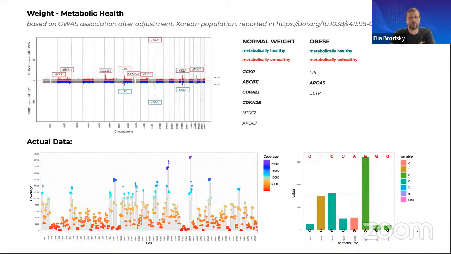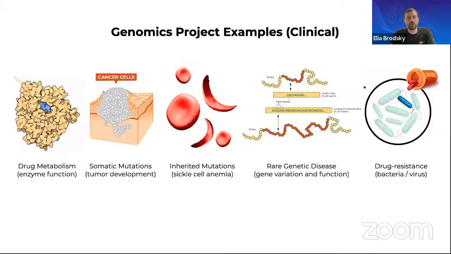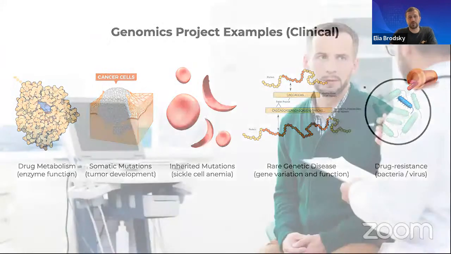So some of the things that you will learn in this part of this course is how to load the data, how to process the data, how to find meaningful associations, and also how to provide a report on what you have found using both the Bioinfo platform and coding in R. Now, beyond those, we will also look at some of the applications of genomic sequencing for biomedical research. And there we will look at examples for drug metabolism, somatic mutations, inherited mutations, rare genetic disease, as well as drug resistance in bacteria, which is going to be a little bit different, but with similar principles.